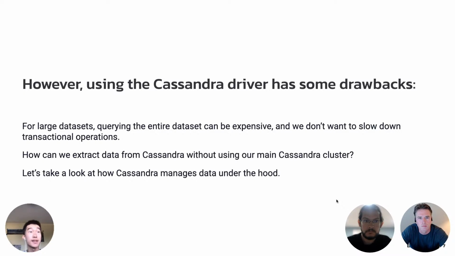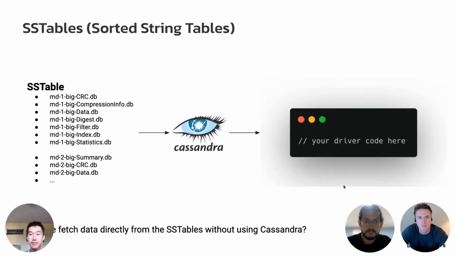Let's take a look at how Cassandra manages data under the hood. So Cassandra stores most of its data inside memory. Memory tables, that's what it uses when you actually query the database. But when you save the data to the disk, if you want to persist it for long-term storage, it stores it in the form of SS tables, or sorted string tables.